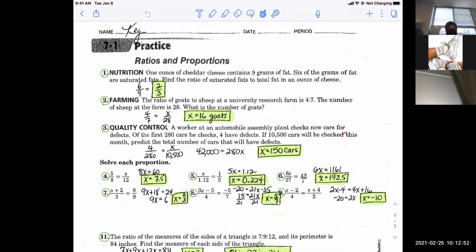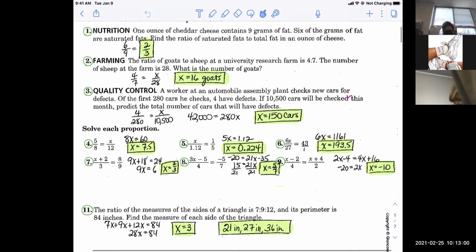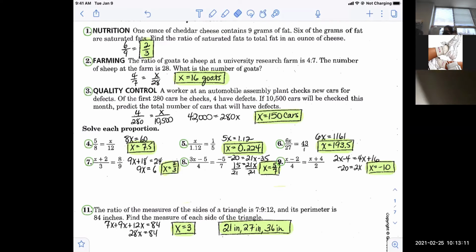We're going to start checking the problems on 7-1. First of all, let me know if you have questions about any of those problems. Is there anything you want me to go over from the first one there?